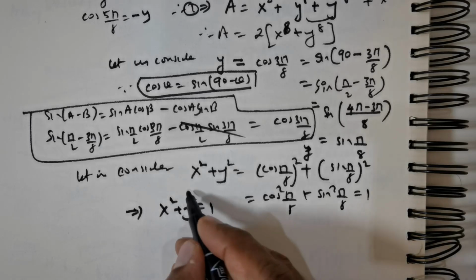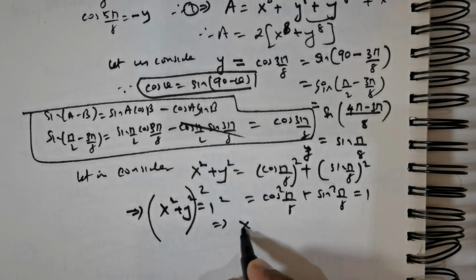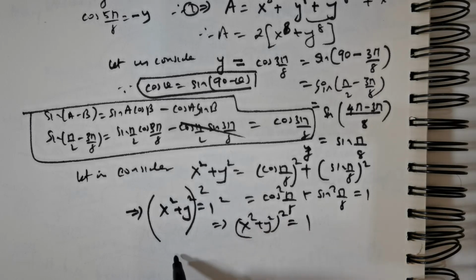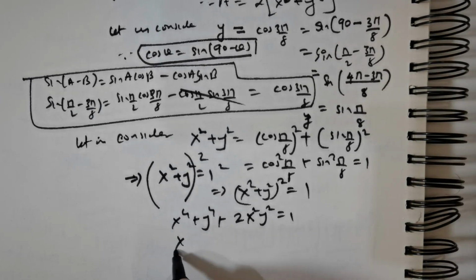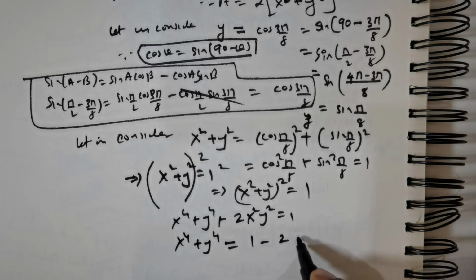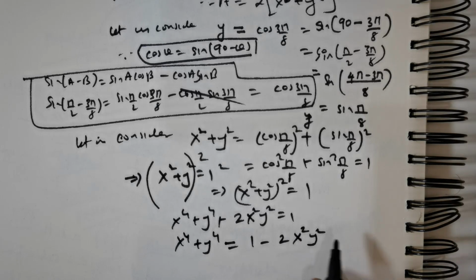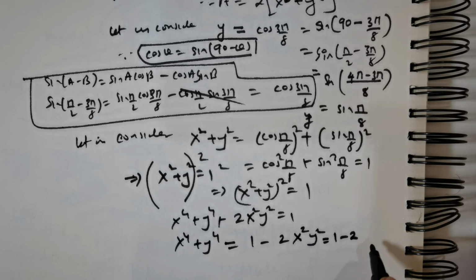Now if I were to raise this to the power of 2, I would get x squared plus y squared, raised to the power of 2, is equal to 1. I expand this, I get x power 4 plus y power 4 plus 2 times x squared y squared is equal to 1. So from here, x power 4 plus y power 4 is equal to 1 minus 2 times x squared y squared, right?